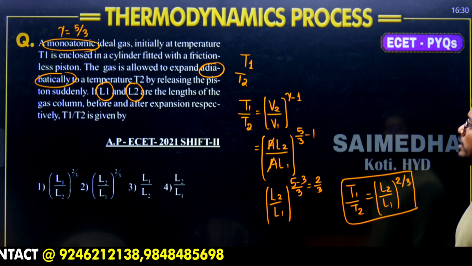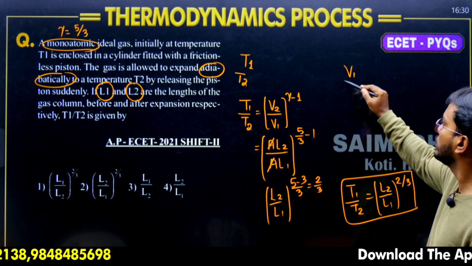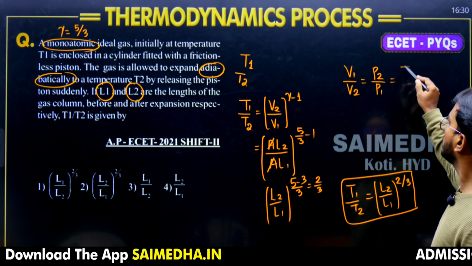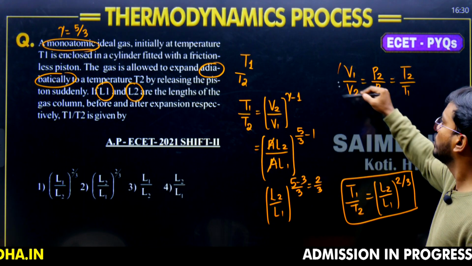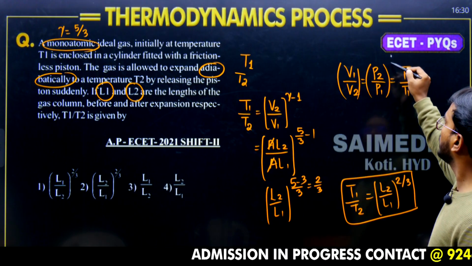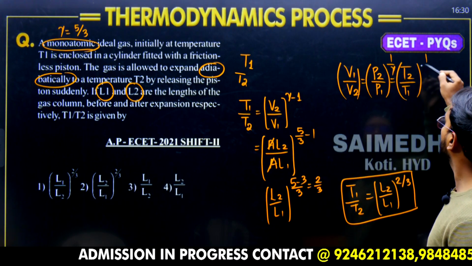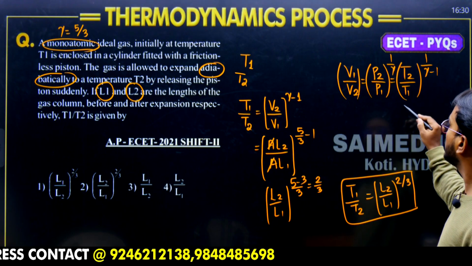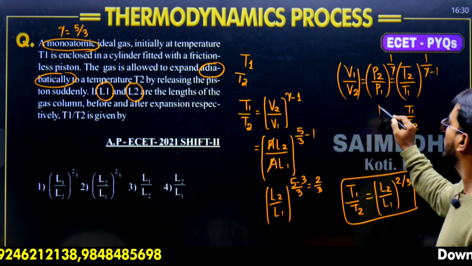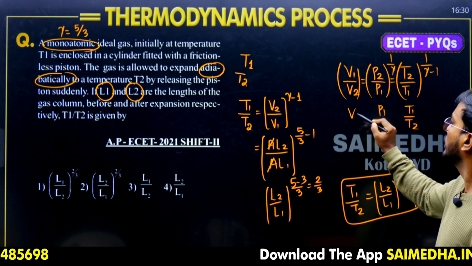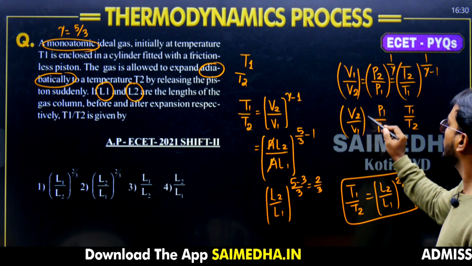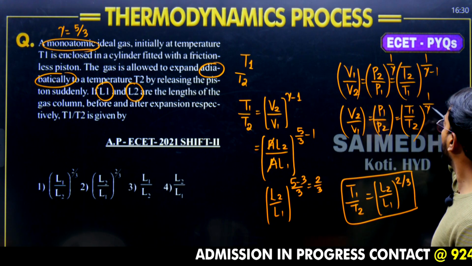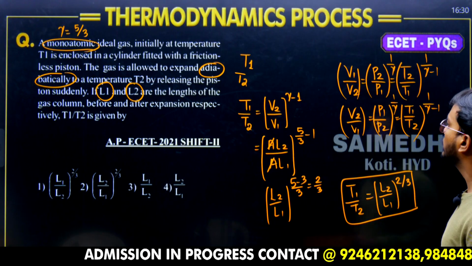Okay. What is the relation between volume, pressure and temperature? Volume is 1 by 2, pressure is 2 by 1, temperature is 2 by 1. Volume power, I am not writing anything. Pressure power 1 by gamma, temperature power 1 by gamma minus 1. That is what we have using here. We want to write like this, T1 divided by T2, we need to write P1 divided by P2, and volume we need to write V2 divided by V1. What is the power?